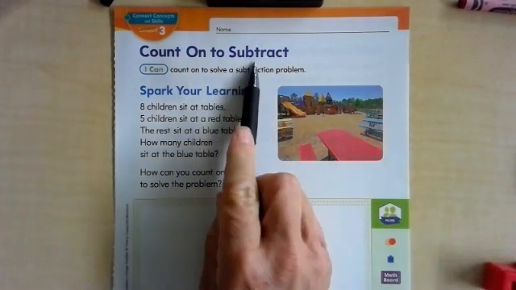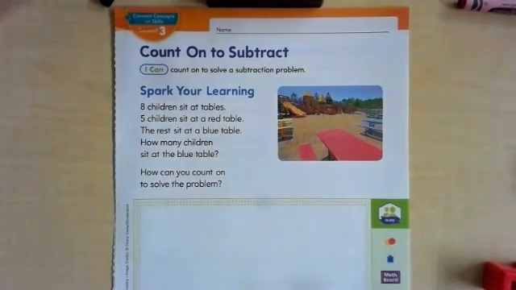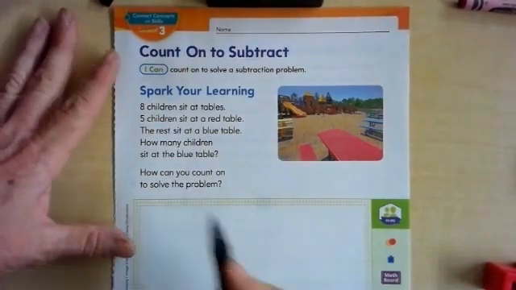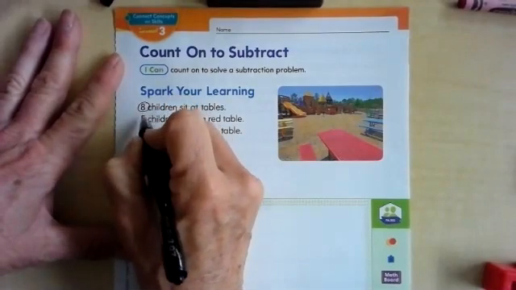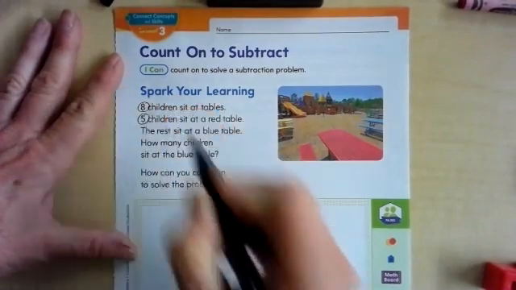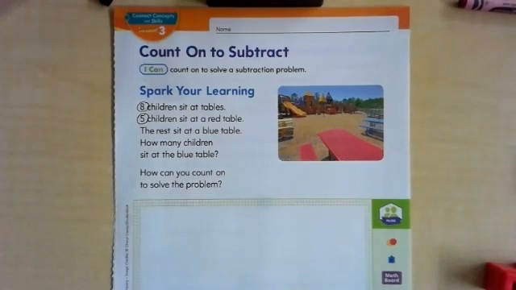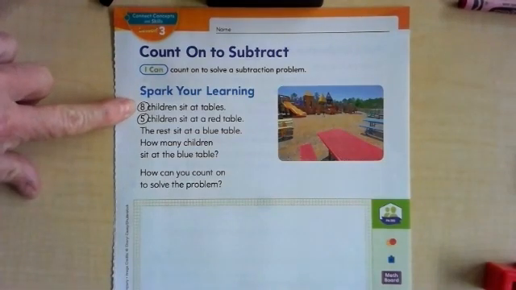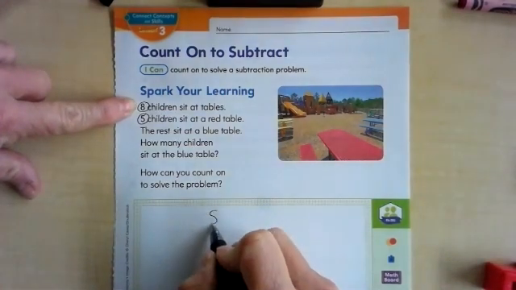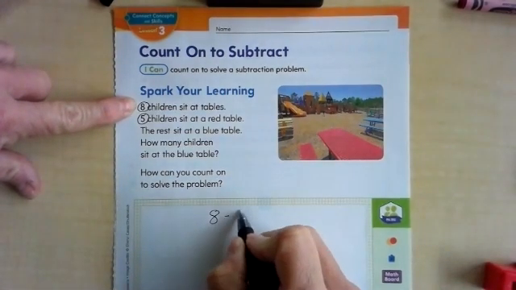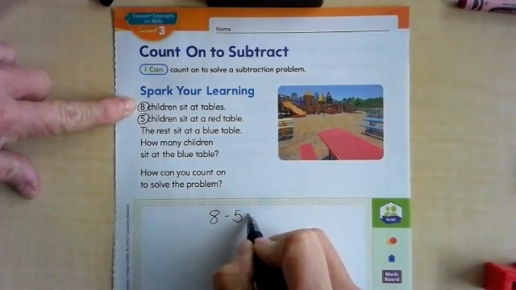And again, we're working on subtraction, so we're going to write a subtraction problem. So let's look at our two numbers. We have the numbers 8 and 5. Now, boys and girls, we know that when we subtract, we always start with our biggest number. So let's write an equation. We have 8 minus 5 equals.